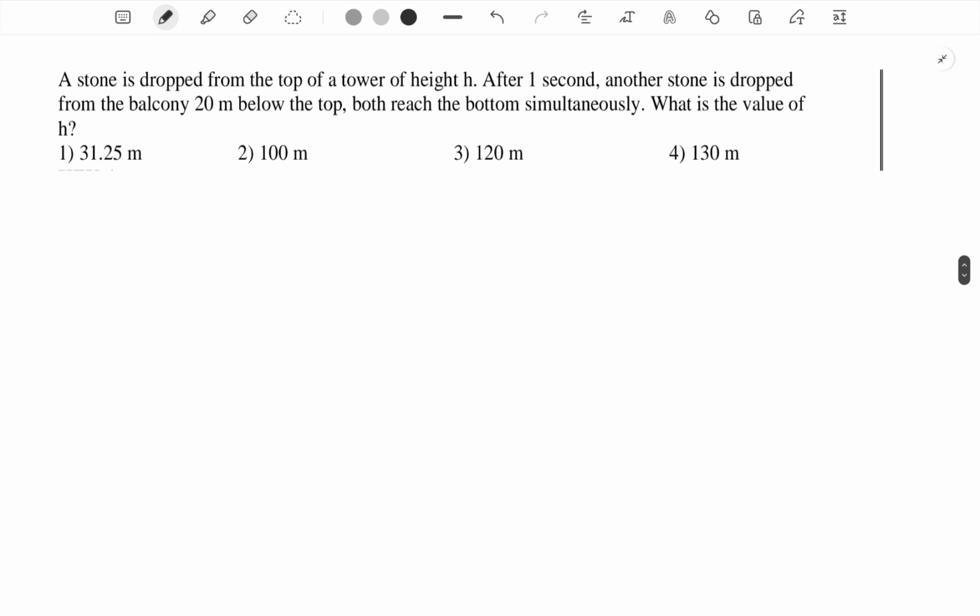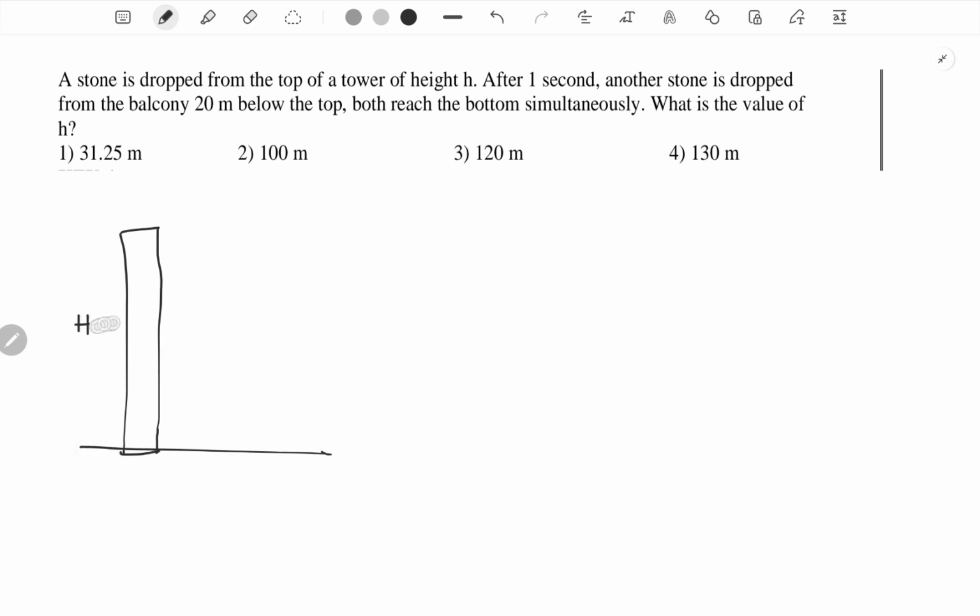A stone is dropped from the top of a tower of height h. After 1 second, another stone is dropped from the balcony 20 meters below the top. Both reach the bottom simultaneously. What is the value of h? Let us try to represent a diagram.